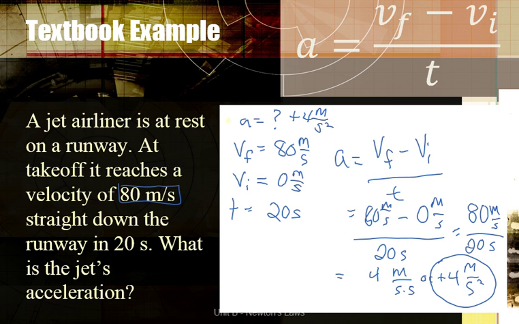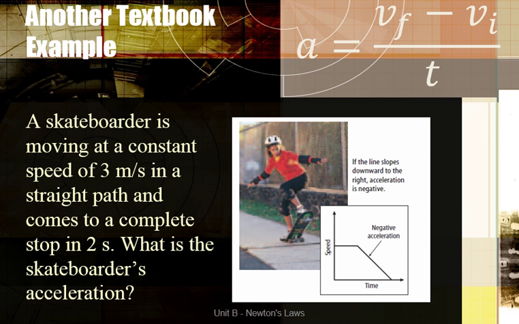Let's look at another example. A skateboarder is moving at a constant speed of 3 meters per second in a straight path and comes to a complete stop in 2 seconds. What is the skateboarder's acceleration? Note in the graphic that the skateboarder has a negative acceleration, where the speed over time gets slower and slower until it reaches a complete stop.